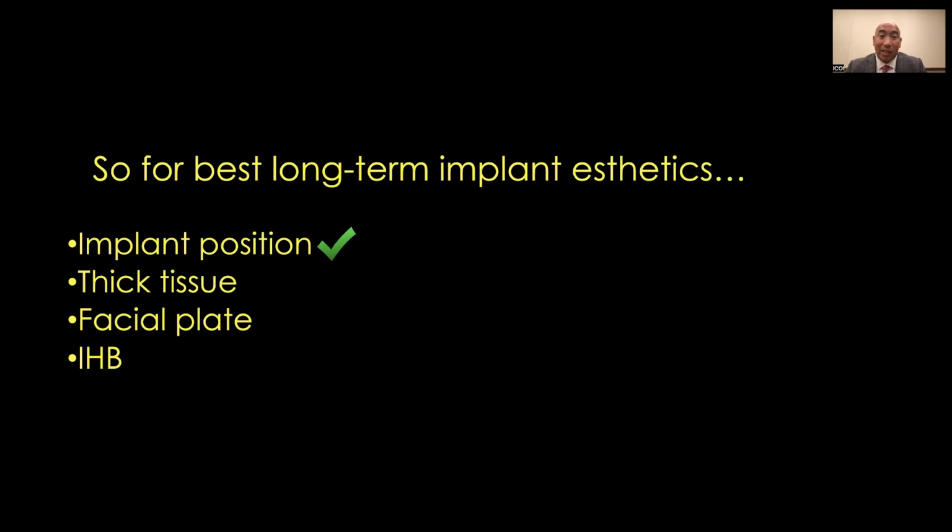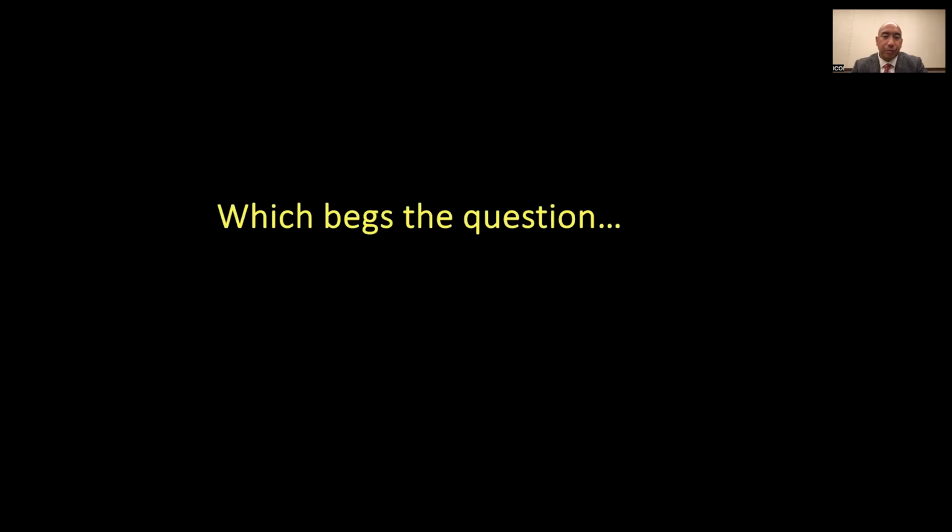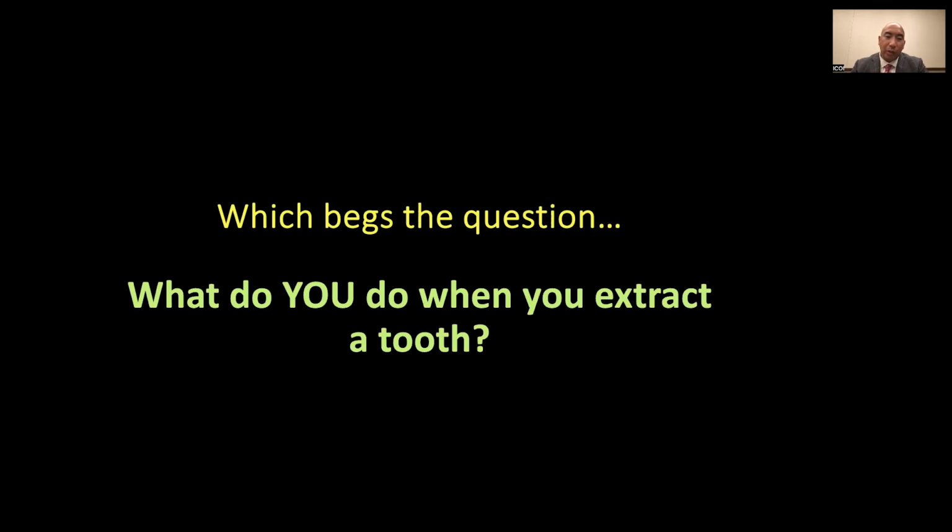The other thing we want is thick tissue, specifically on the facial aspect. We also want a facial plate. We don't know how thick of a facial plate we need. We just know that we need one. And then, of course, we already talked about the importance of the IHB, which begs the question from me to you. What do you guys do when you extract a tooth?